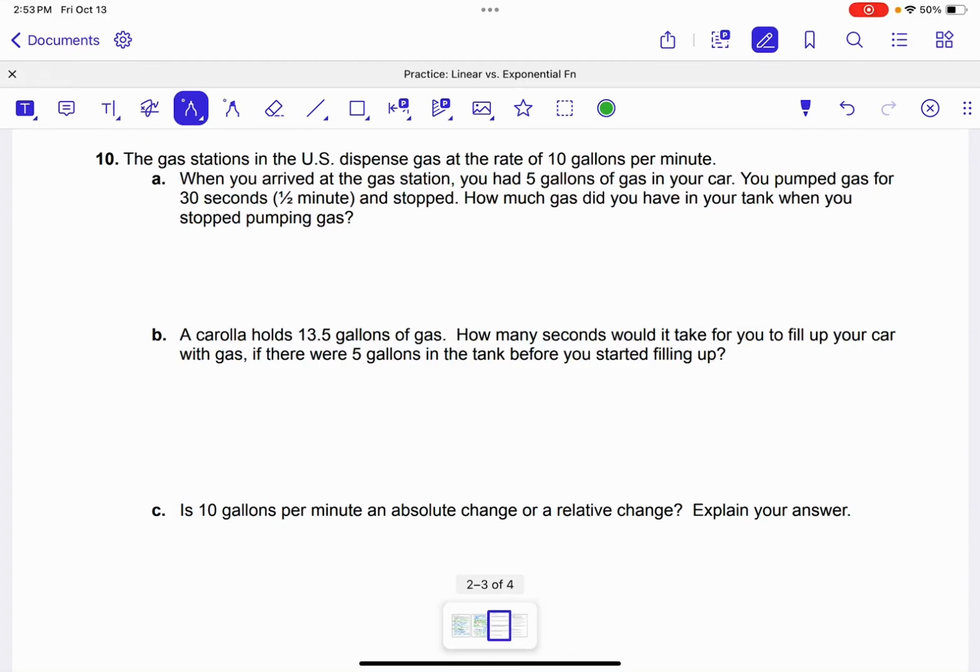For question 10, I'm actually going to do it a little bit out of order, and you could do it in whatever order you want. But for me, I find it helpful to start on part C first, and then D, and then I'm going to go back and do A and B.